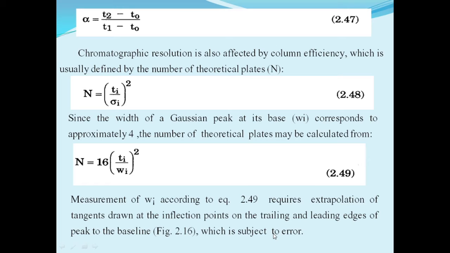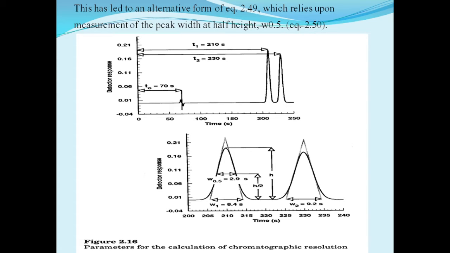This has led to an alternative form of equation 2.49, which relies on measurement of peak width at half height, W0.5. That is equation 2.50. By using this, we calculate the number of theoretical plates.